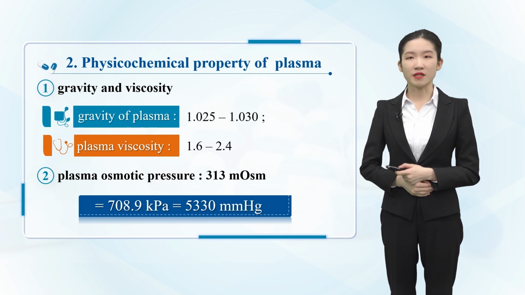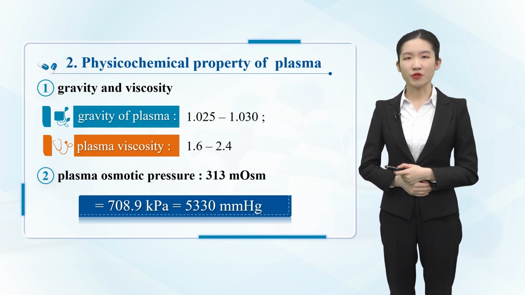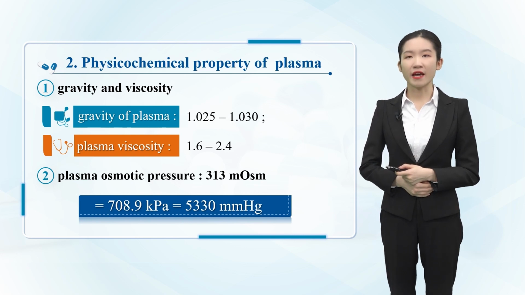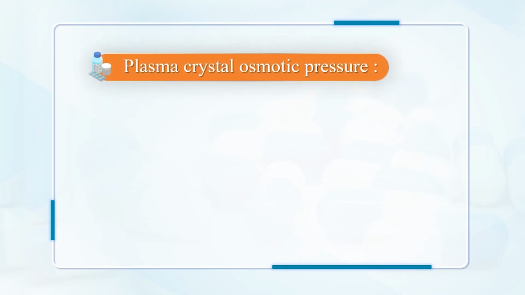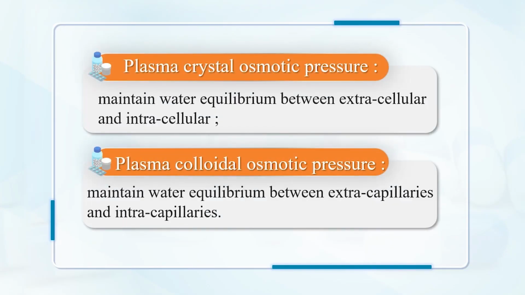The plasma osmotic pressure is 313 milliosmol, which equals 708.9 kilopascal or 5,330 millimeters of mercury. Plasma crystal osmotic pressure maintains water equilibrium between extracellular and intracellular. Plasma colloid osmotic pressure maintains water equilibrium between extracapillaries and intracapillaries.